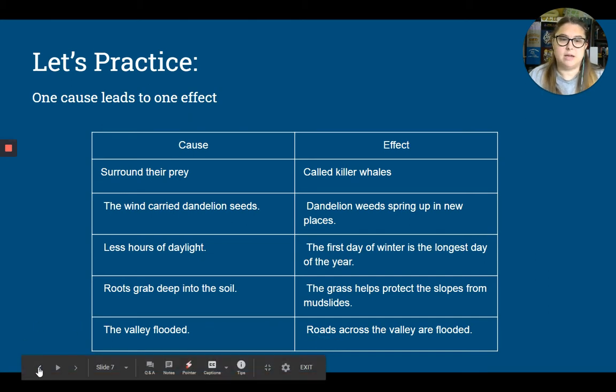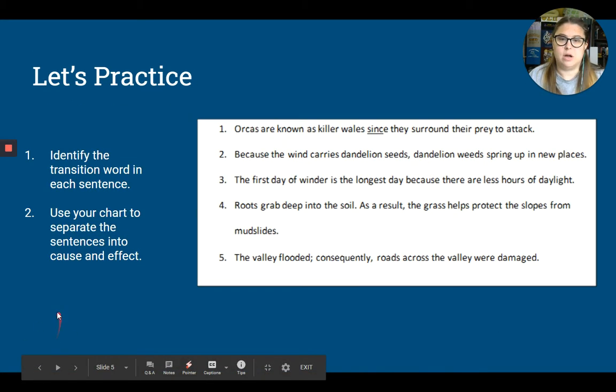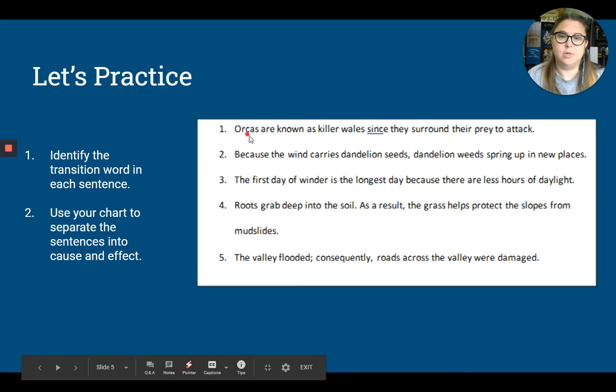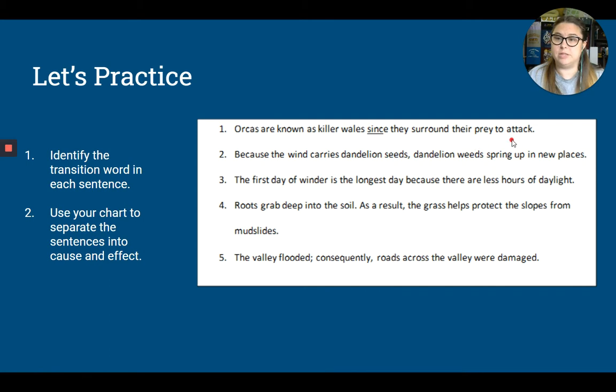So I want to look back just a second at our sentences here. Now, I've been talking a lot about the events that come first in time, not the events that come first in the sentence. So this is a very important clarification to make. So I want to look at our first sentence here. Orcas are known as killer whales since they surround their prey to attack. Now, when we separated this, we said that surrounding their prey to attack is a cause. But if we look in the sentence, it's actually the second part of the sentence.